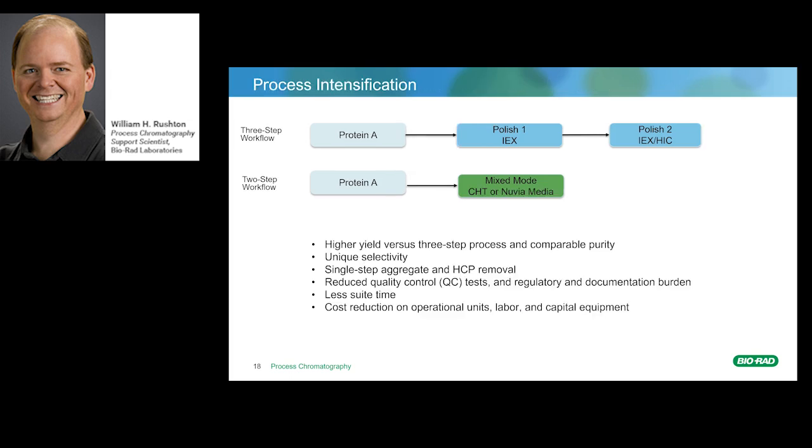So now to summarize how this two-step workflow can help with your process intensification, you have an overall higher yield versus the three-step process and comparable purity. The unique selectivity of CHT allows for a single-step aggregate and HCP removal step. This then further reduces your QC testing as well as regulatory and documentation burdens. It requires less suite time since you're only using one column versus two in the downstream. It also leads to a cost reduction in operational units, labor, and capital equipment.